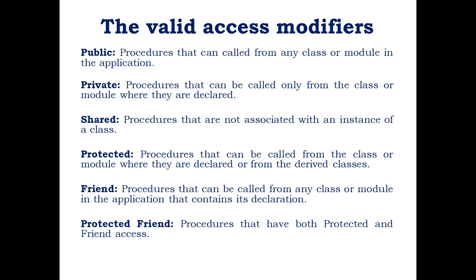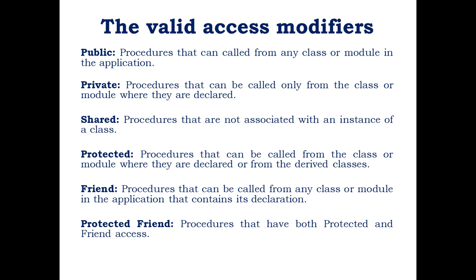The valid access modifiers: there are six important access modifiers. One is public: procedures that can be called from any class or module in that application. Next one, private: procedures that can be called only from the class or module where they are declared. Third one is shared: shared procedures are not associated with an instance of a class.